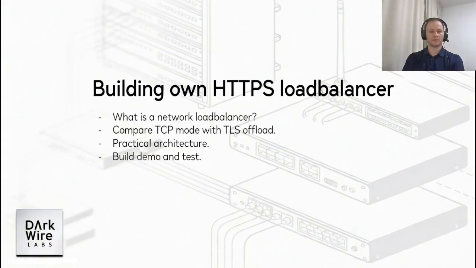Because the load balancer now has the plain text, it can look at the headers. It sees the path, user agent, and cookies. The load balancer creates a brand new HTTP request. It might add a header like X-Forwarded-For, so the backend knows who the real client is.